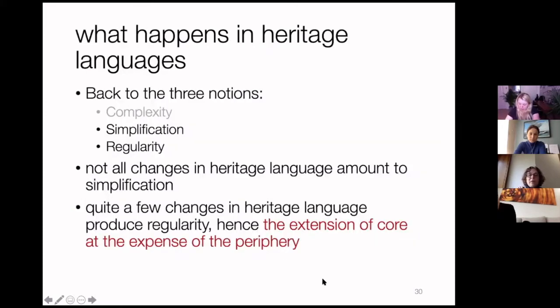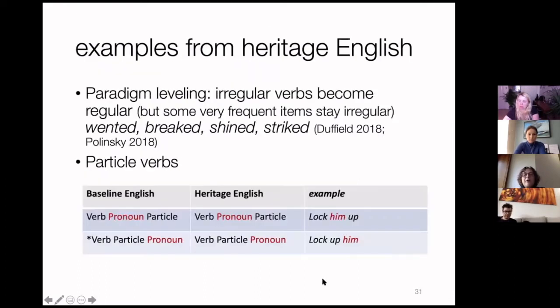So what I want to emphasize is that not all changes in heritage language amount to simplification, and instead it might be helpful to view changes in heritage language as changes which produce greater regularity, which means that we have the extension of core at the expense of the periphery. And if we look at it that way, the system is not simpler or more complex, it's just more regular.